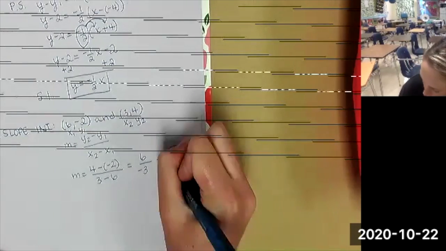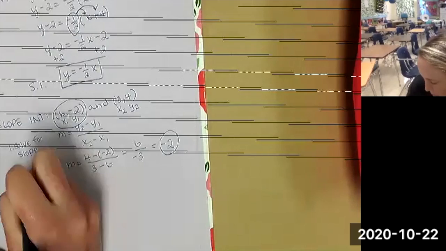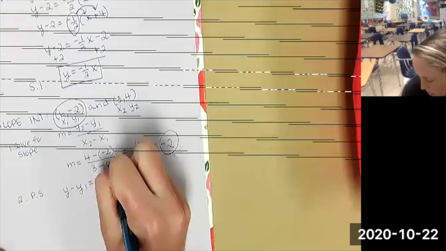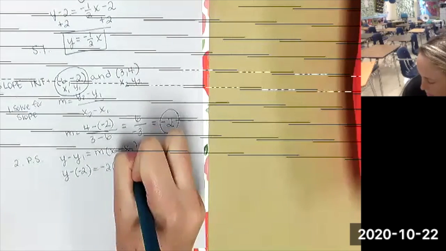So now we have our slope, and we have a point, so we can put it into point slope. So first we had to solve for slope. Step 2, we put it into point slope. So we've got y minus y1 equals m times x minus x1. I always like to write out the equation first. Then we plug our stuff in. So we've got y minus -2 equals m, which is -2, times x minus 6.